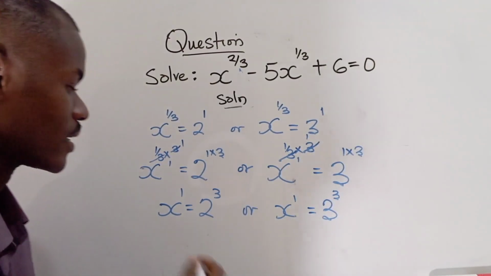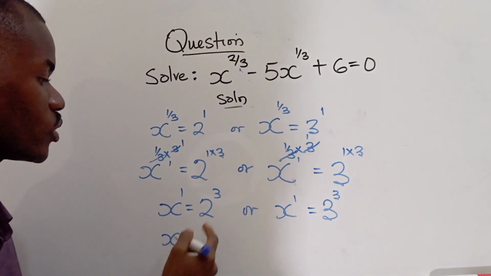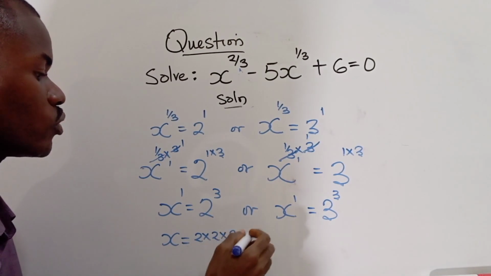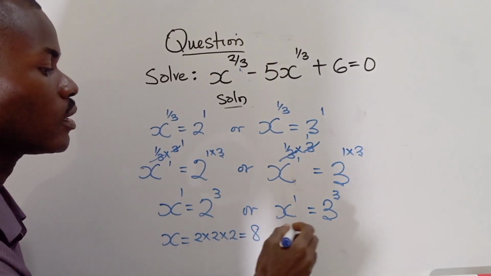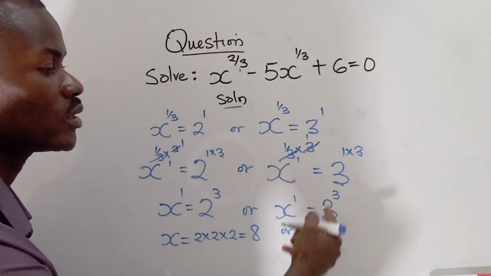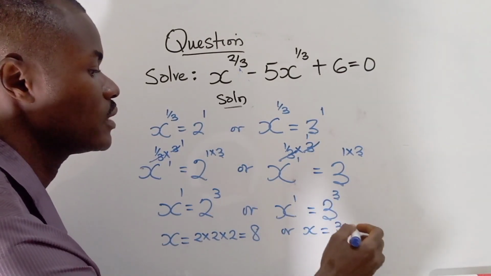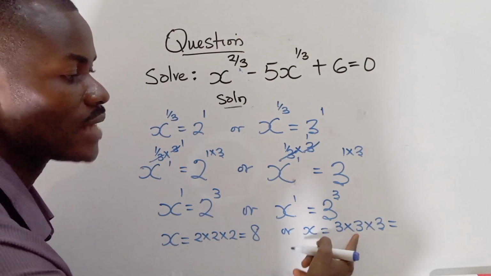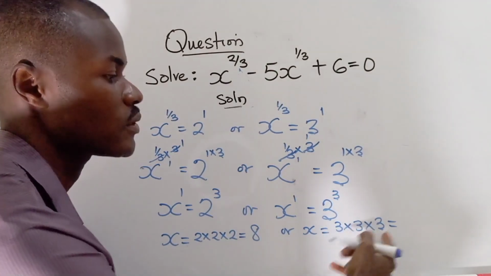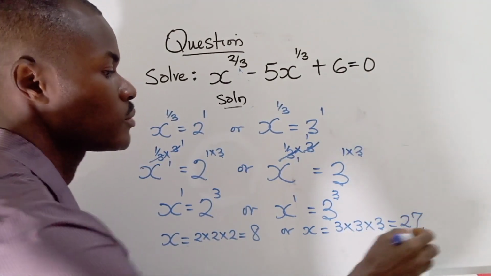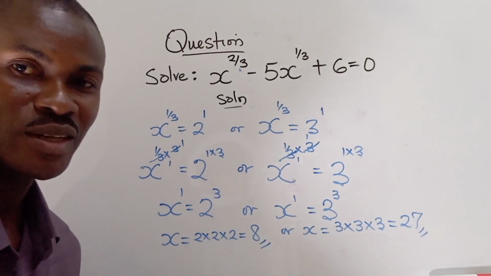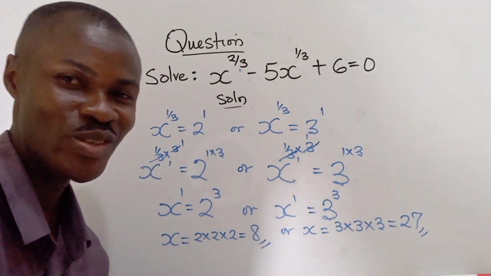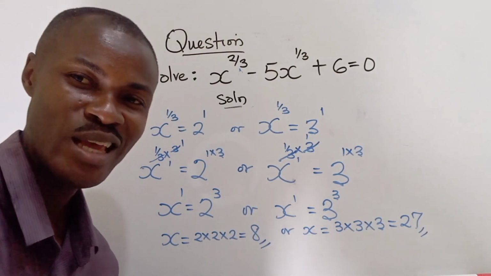So from this, we can now get our answer. x here is equal to 2 to the power of 3 means 2 times 2 times 2, which is equal to 8. Or x here is going to be 3 to the power of 3 means 3 times 3 times 3, which is equal to what? 3 times 3 is 9 times 3 is 27. So our answers to this problem we have 8 and 27. So that gives us the solution to this problem.